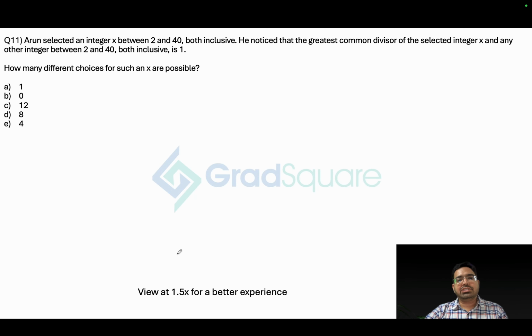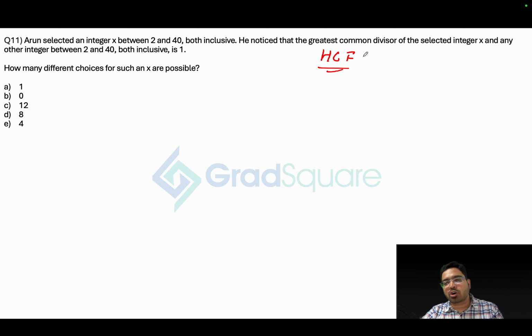Arun selected an integer x between 2 to 40, both inclusive. He noticed that the greatest common divisor, so we are looking at the highest common factor, which is the same thing as greatest common divisor, of the selected integer x with any of the other integers between 2 to 40, both inclusive, is 1. The highest common factor should be 1.